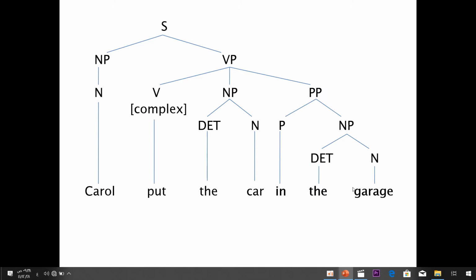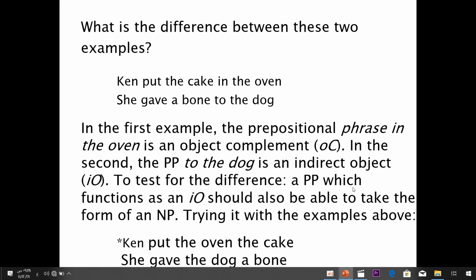What is the difference between these examples? Ken put the cake in the oven. She gave a bone to a dog, as you see. The good point is that the verb put is a transitive complex verb, because you cannot say Ken put the oven in for the cake. No. She gave a bone to the dog. Here, once again, you can't drop the Verb Phrase and say Ken put the cake. That doesn't have meaning. She gave a bone to the dog. You can say she gave a dog, she gave the dog a bone.